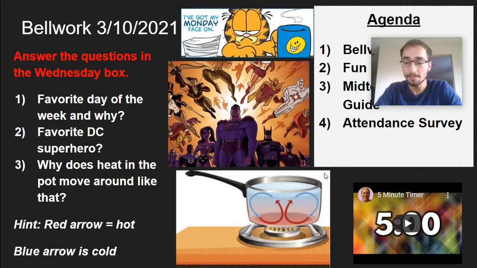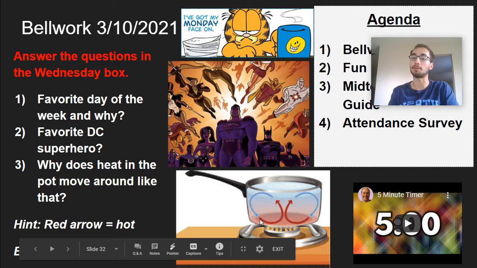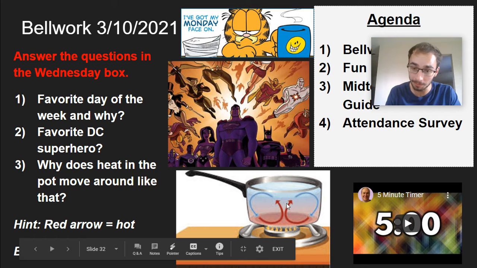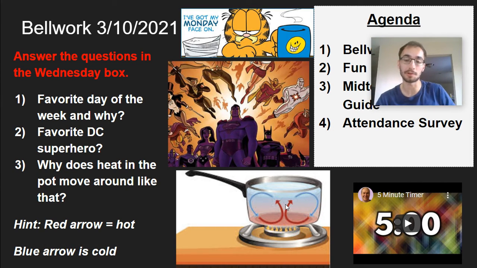Hint for number 3. So basically what's going on, you have a stove here. The red arrows mean hot. The blue arrows mean cold. So what happens, let's say you're boiling water. The hot water will go up because remember, things that are hot spread out, so they're less dense.